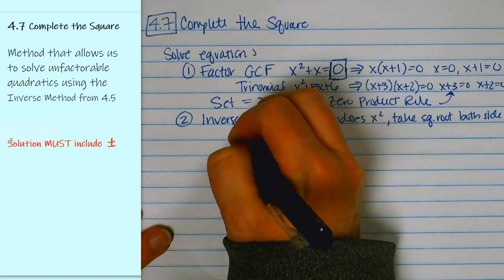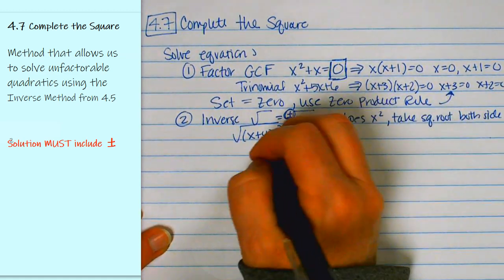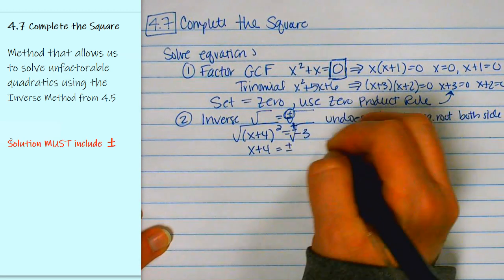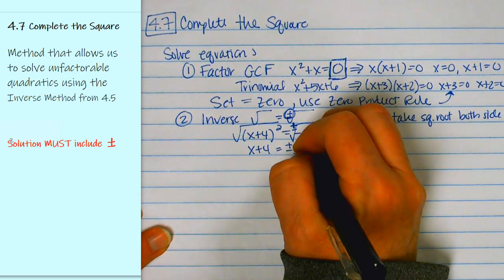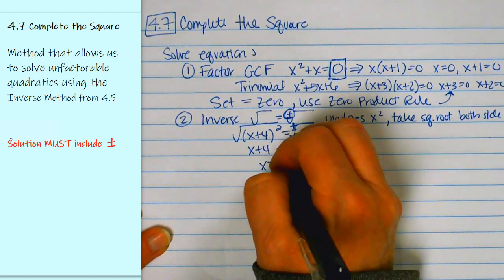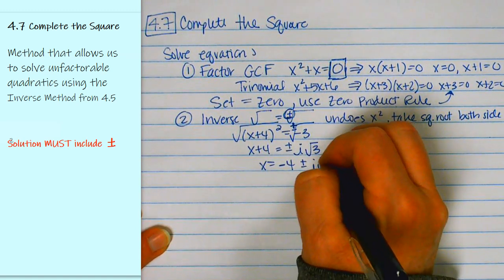So if I take the square root of both sides and add plus or minus in there, x plus 4 is free of the square. I have plus or minus i for the negative, and the square root of 3 stays inside, and this solution looks like -4, we move this over, plus or minus i square root of 3.